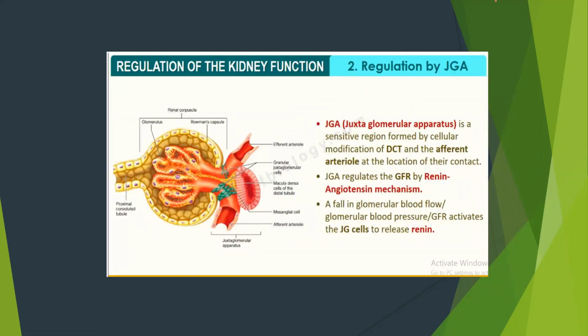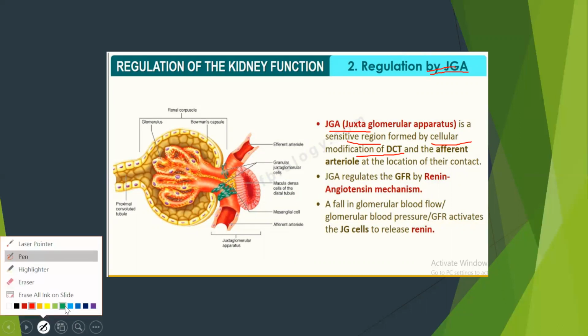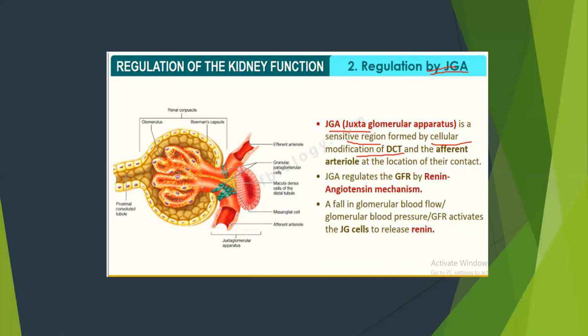Now, the second regulation is done by JGA, that is juxtaglomerular apparatus. A juxtaglomerular apparatus is a sensitive region that is formed by the cellular modification of the DCT. You can see over here, let me change the color. It's on the red, you will not be able to see the red color. See, this is the DCT, the distal convoluted tubule. And this is the afferent arteriole. This is the efferent arteriole.